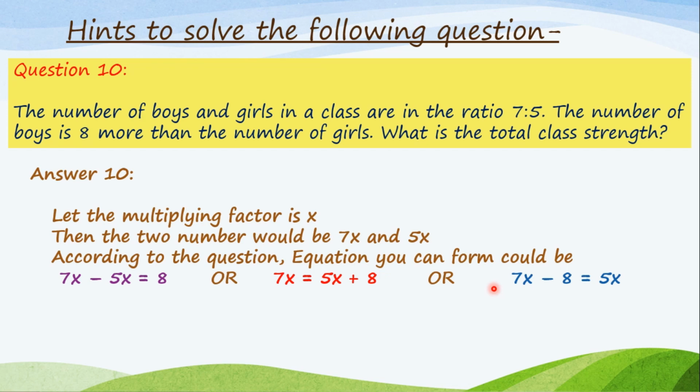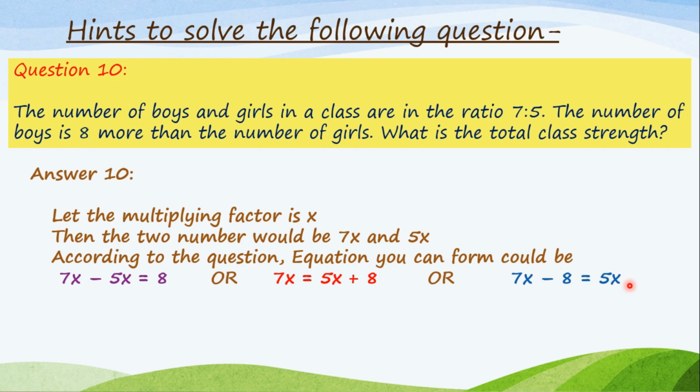Yes, all the three are correct because it is the relation of the 7x and 5x. Either you find the difference and the difference is 8, or this is telling that 7x is 8 more than 5x, or this is telling that if you subtract 8 from 7x you will get 5x. So all of them are correct. Now by solving you will find the value of x.